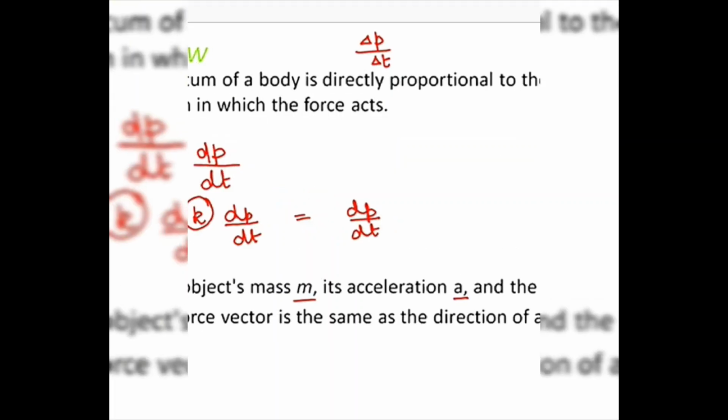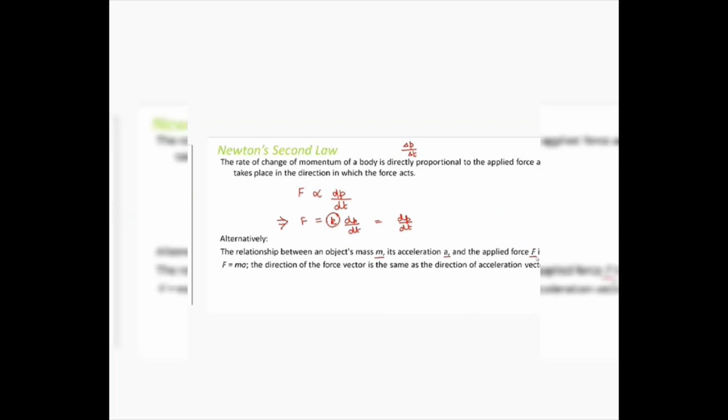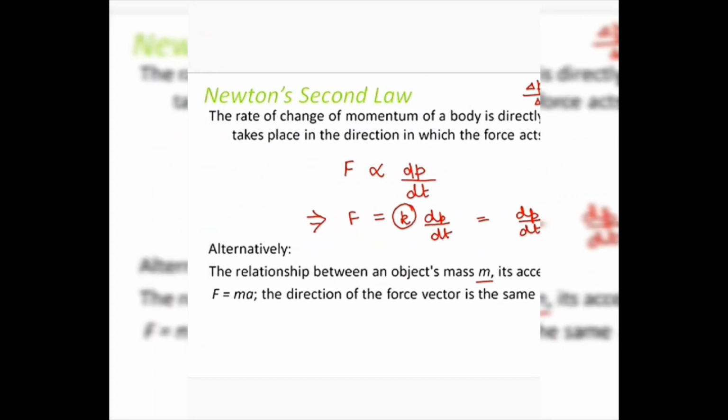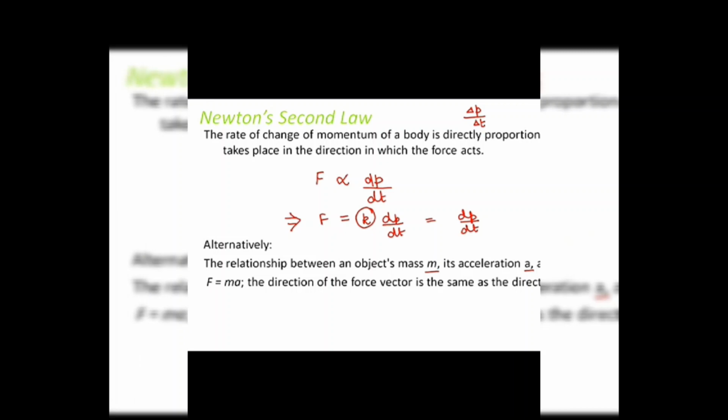So the statement F is directly proportional to dp by dt, and the other statement, F is equal to m into a, are both actually the same. F is equivalent to dp by dt, F is equivalent to m into a. They are synonymous, you can say. So we will try to derive this in the next slide, that F is equal to ma.